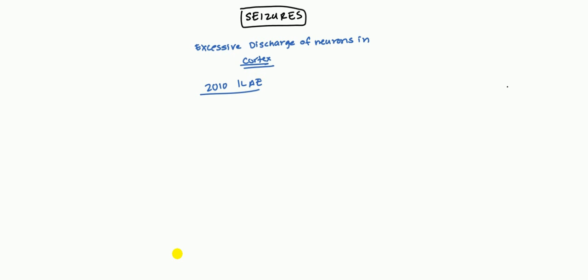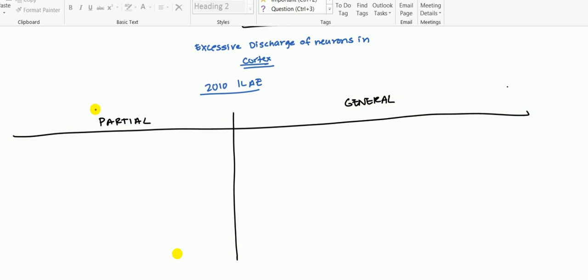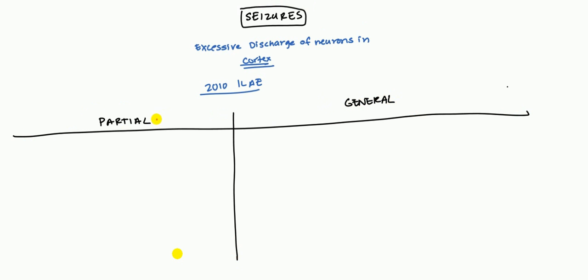So the first thing, the way that it's classified is either partial or general. And this hasn't changed in either classification system. They've kept this. So partial is generally a focal type of lesion, and it stays on one side of the brain. So only one hemisphere is affected, whereas in general, both hemispheres are affected.